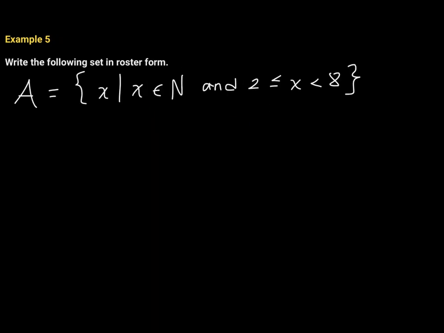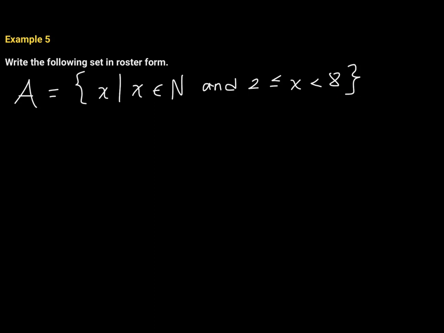All right, check out this example. Write the following set in roster form. So this form that they gave you the set in is set builder notation. And so in roster form, first, let's read this out loud. Set A is the set of all elements X such that X is a natural number and X is between 2 and 8, inclusive of 2, but not inclusive of 8.